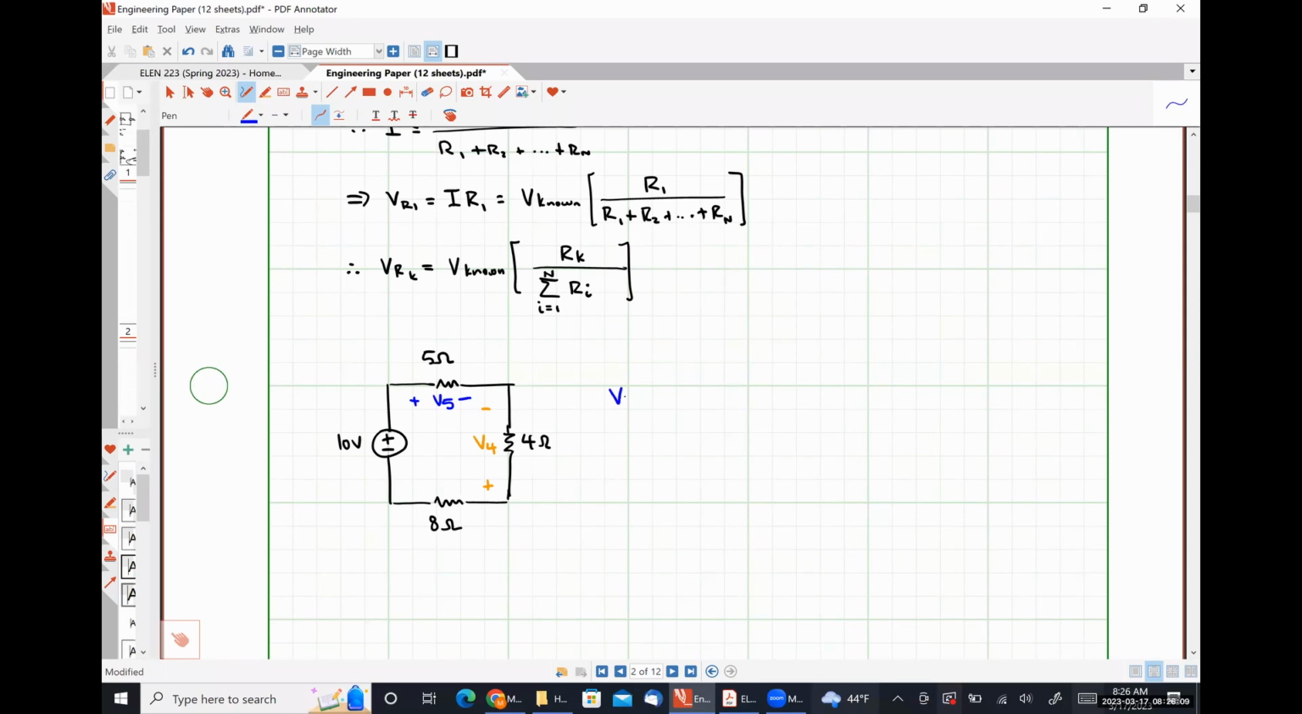So using our voltage division relationship, we can see that V5 is just going to be our known voltage. So that's 10 volts because there's a total 10 volt drop over all of those resistors in series. And our numerator goes 5 ohms because that's the resistor we're trying to find the voltage drop over. And then in the denominator is just all of those resistors in series. So 5 plus 4 plus 8.